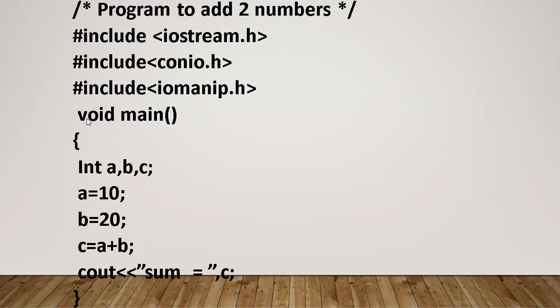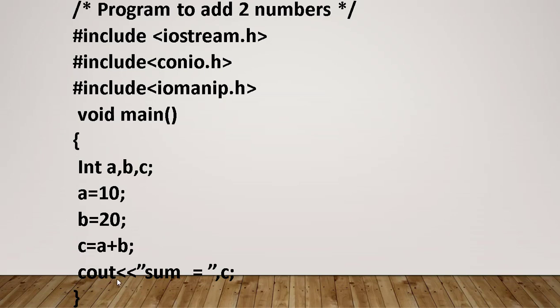Void does not return anything. It is a keyword. Main is a function. Then we have the opening bracket and the closing bracket. Inside the bracket you have int. Int is a data type. a, b, c are the variable names. These variables are used in this program, so we have to declare them. We have declared them here: a, b, c. a is equal to 10, so the value of a is 10. And b is assigned 20, so the value of b is 20. Now we are adding these two numbers, a and b. 10 plus 20 will be added and stored in c. Now what is the value of c? It is 30.